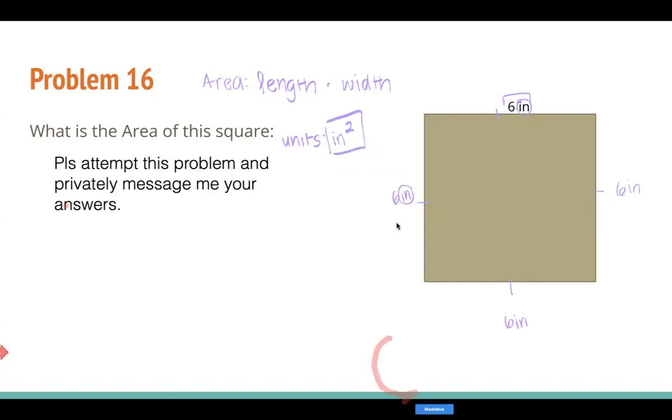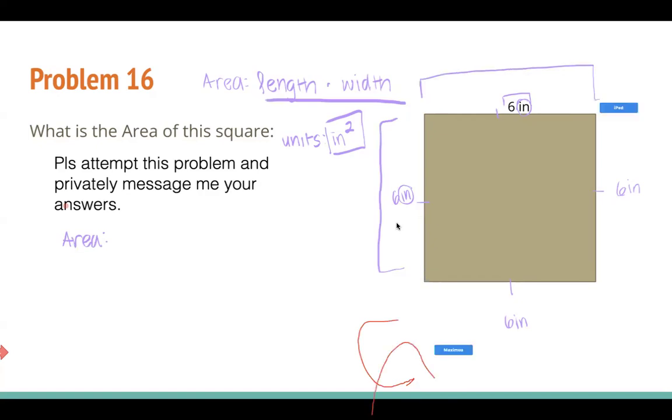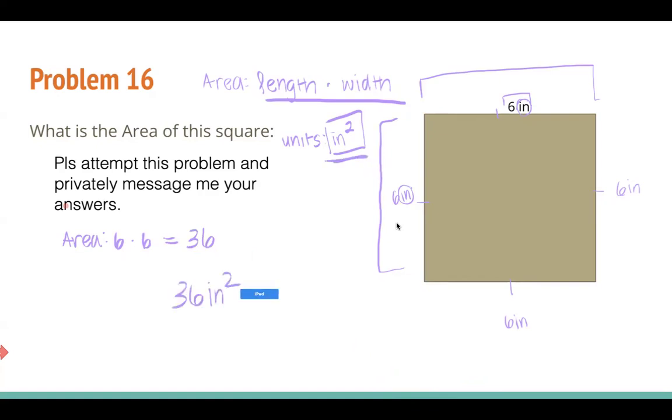Now let's calculate the area. Using the formula, length times width, we know that our length is 6 and our width is 6. So our area is going to be 6 times 6, or 36. Then we put the inches squared back on, so our answer is 36 inches squared. Does that make sense to everyone? Does everyone understand? Yeah.